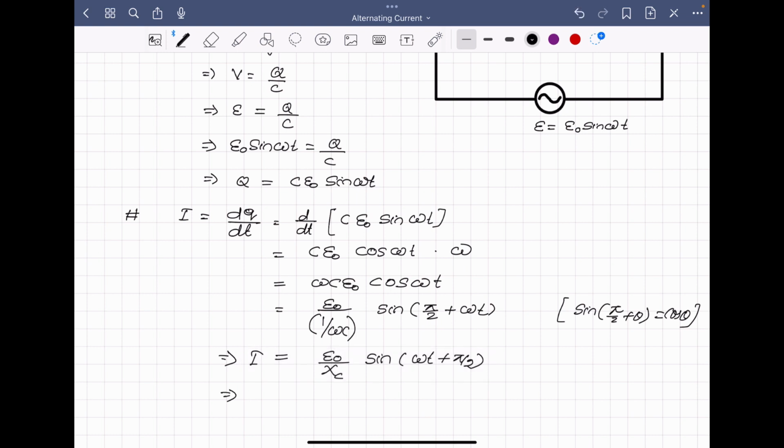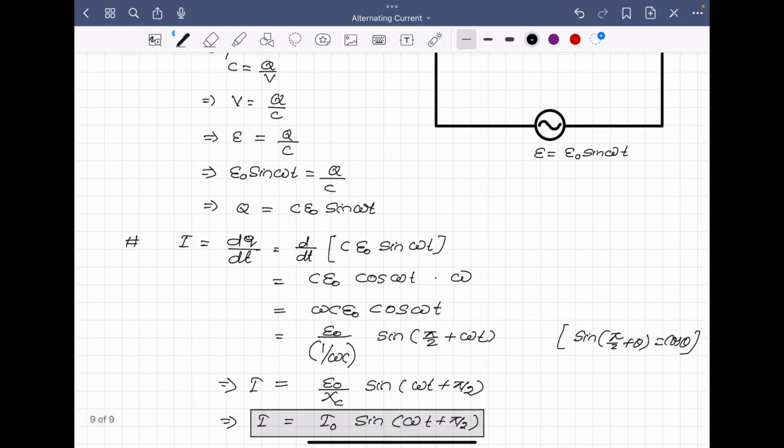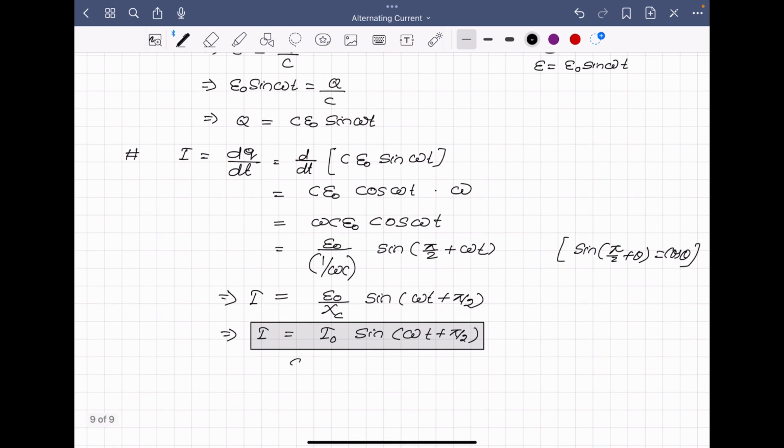Just do another next step. Here you can write I naught, the peak value, which is E naught by Xc, sin(omega t plus pi by 2). Observe this: we got I equal to I naught sin(omega t plus pi by 2), and we take E equal to E naught sin omega t.